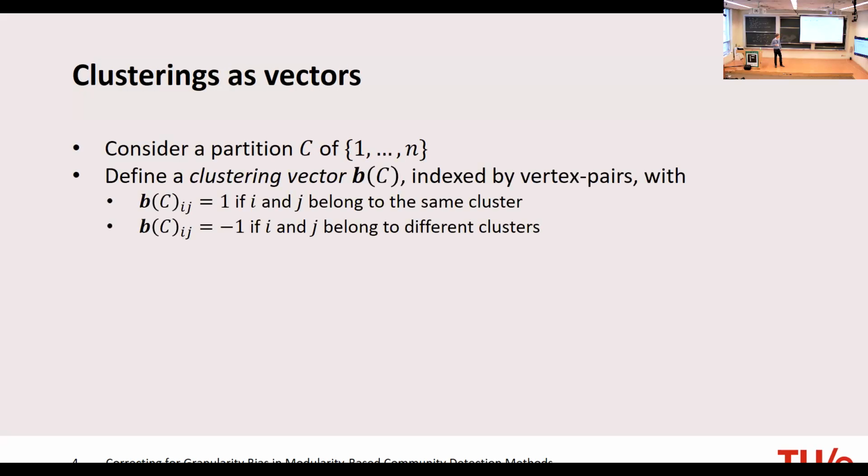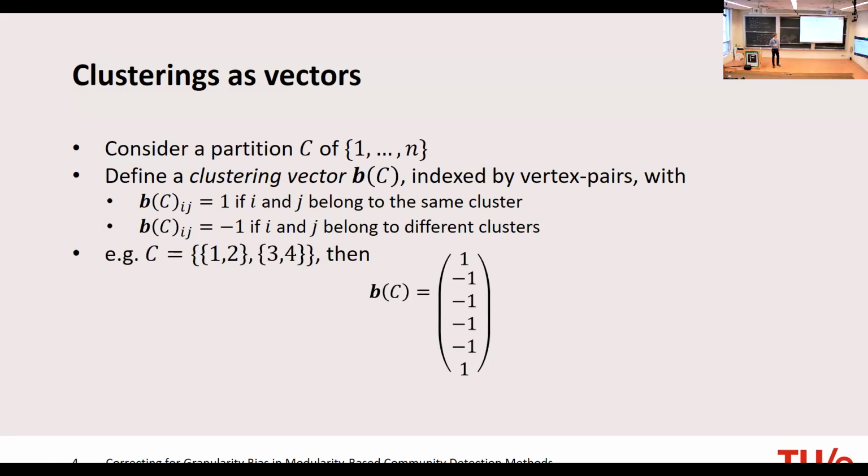So what does this hypersphere geometry look like? First, we represent partitions as a binary vector. This vector is defined as follows. It is indexed by the vertex pairs, which means the dimension is already n choose 2, which is quadratic, so very large. Each entry is 1 if both vertices are in the same community, and -1 if they are in different communities. For example, for this small partition, we get this vector with 2 1s corresponding to the 2 intra-cluster pairs, and then 4 -1s.